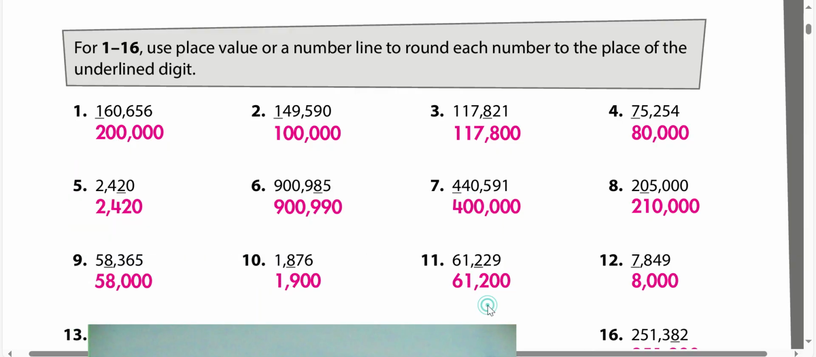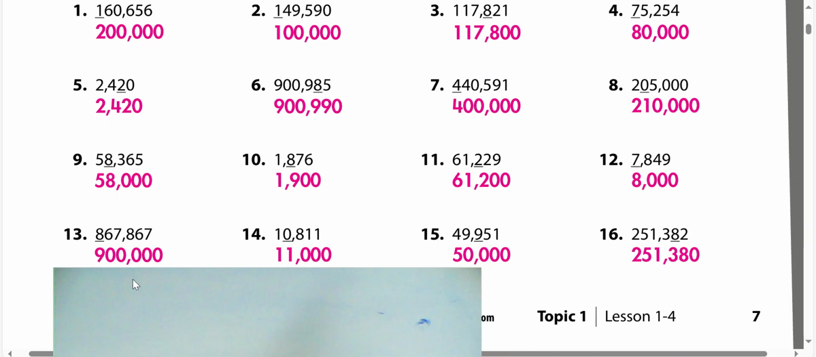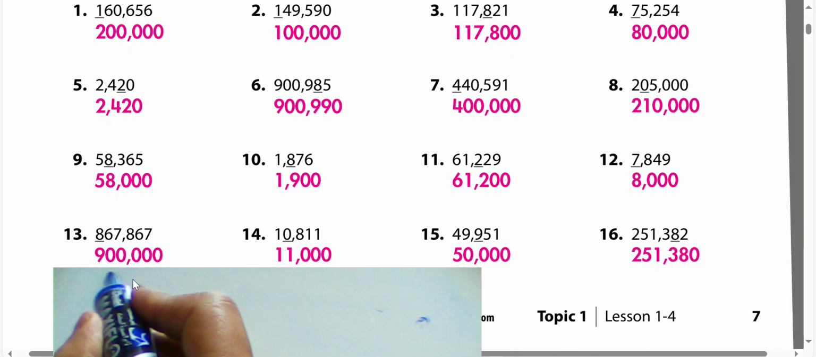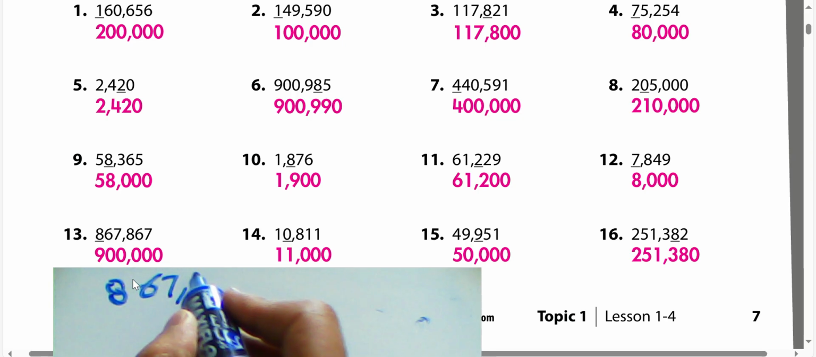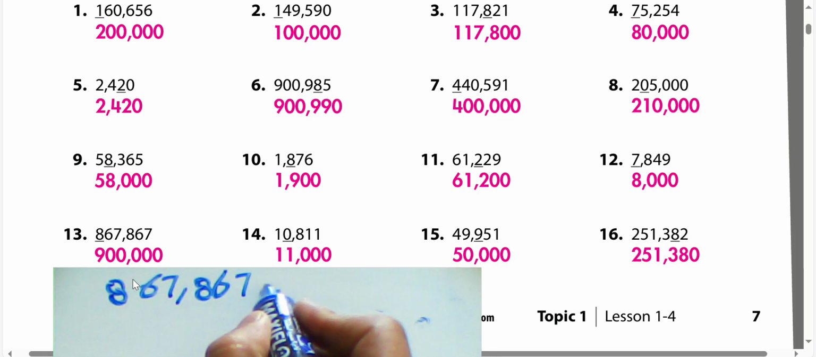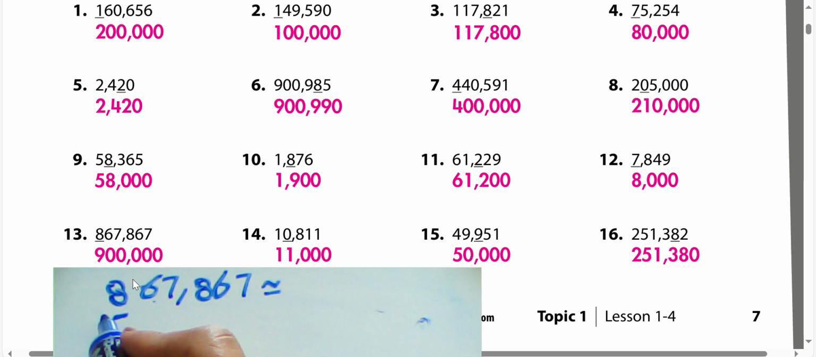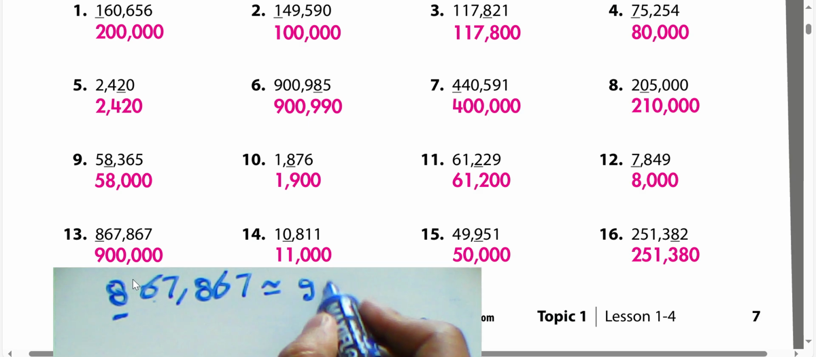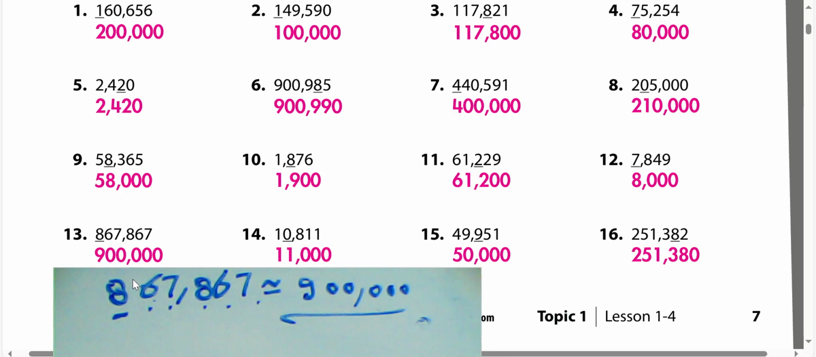Okay. And also, all the questions you can solve like this. The number 867,867. We can approximate this number to the nearest 100,000. 6 can give 1 to the left-hand side, so it will be 9. And then we write 1, 2, 3, 4, 5 zeros. The result will be 900,000.